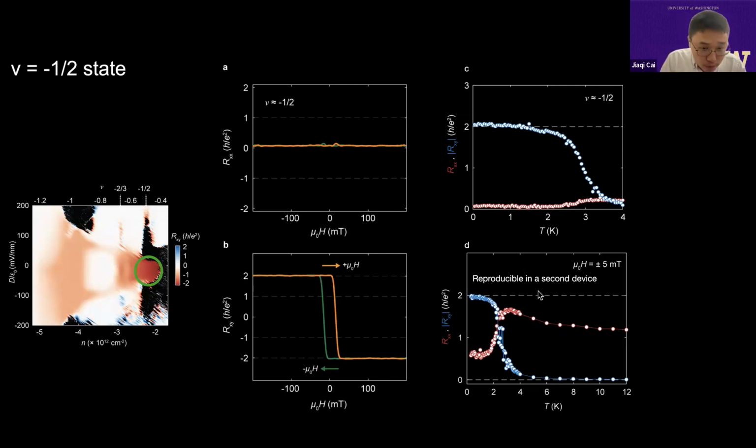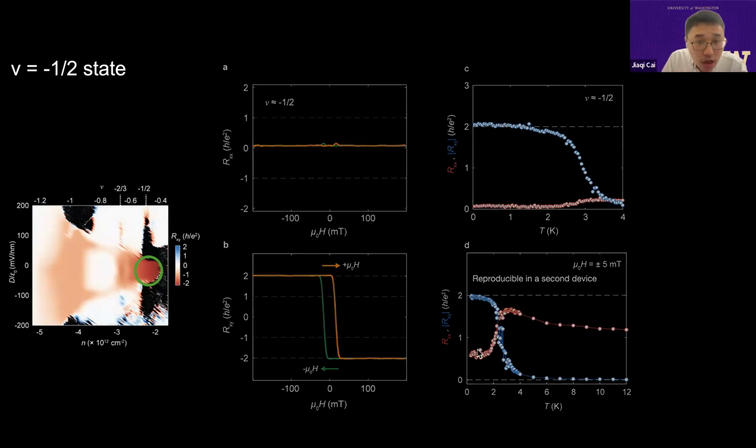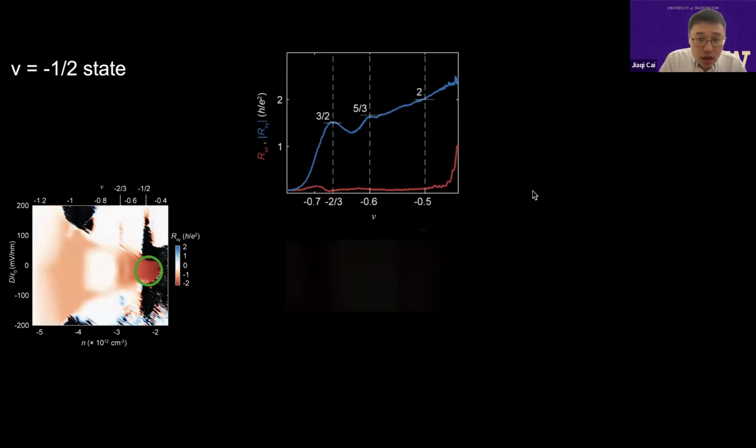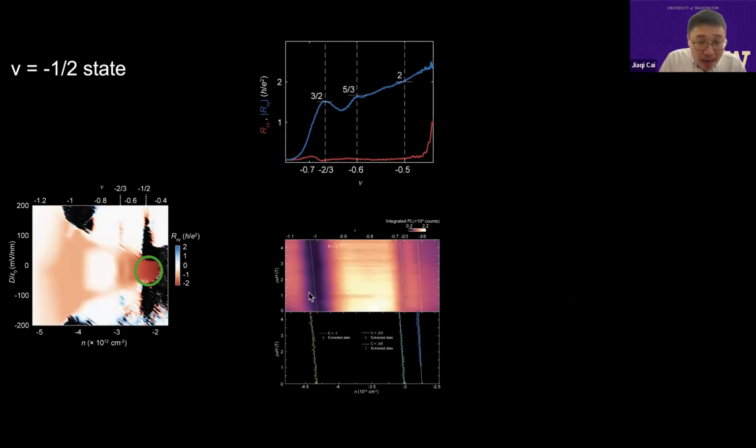This can be reproduced in a second device, but Rxx is not actually going to zero in both devices. It has a residual Rxx of about 2 kilo-ohm for this device and around 10 kilo-ohm for the other device. We can take line cuts at zero electric field, and we can see there are indeed plateaus associated with the 2/3 state and 3/5 state. But there's no plateau associated with this 1/2 state. That reminds us that in our optical data, there's no gapped feature at this half filling.